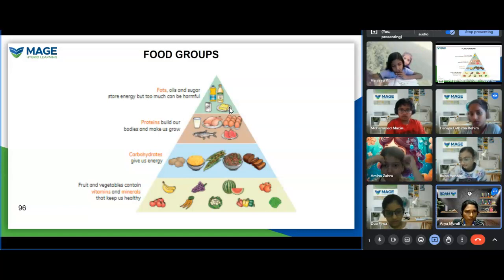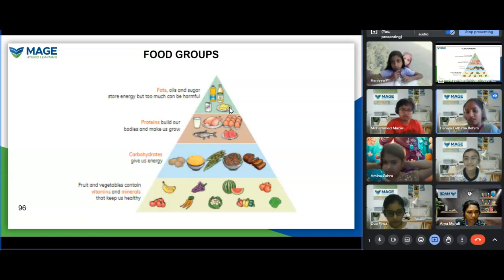But it's not common for small children to get diabetes. It's very common after the 30s.